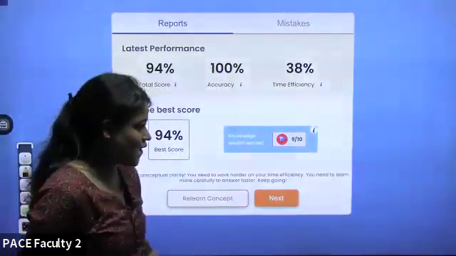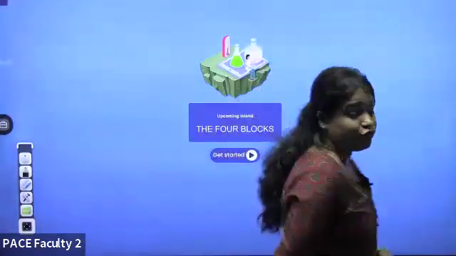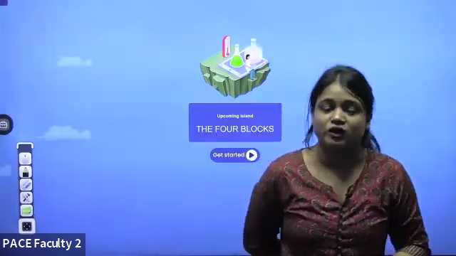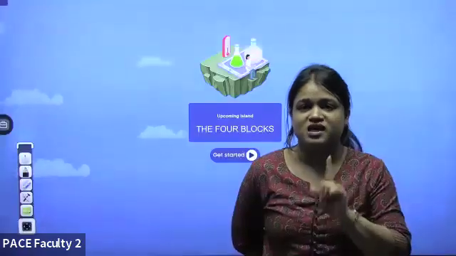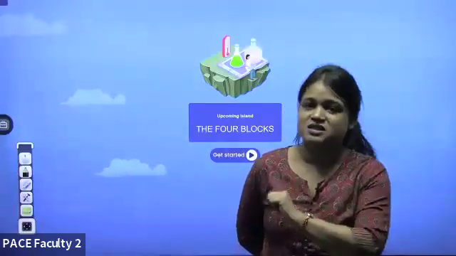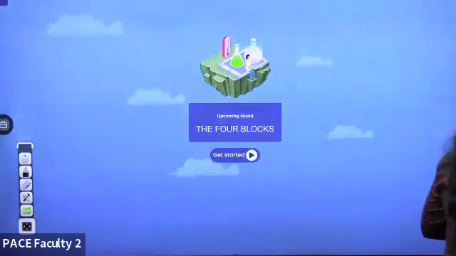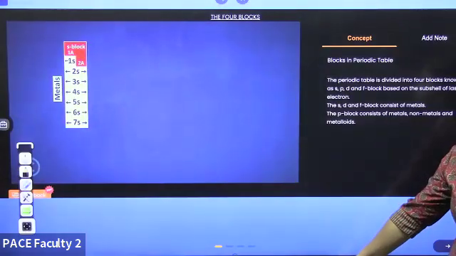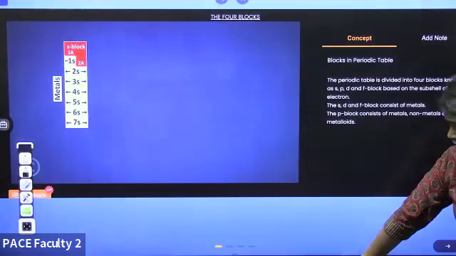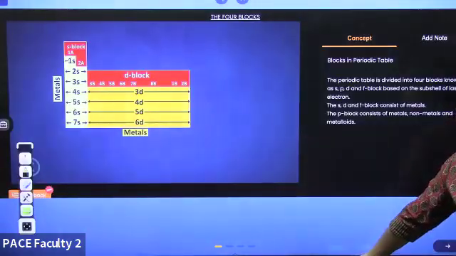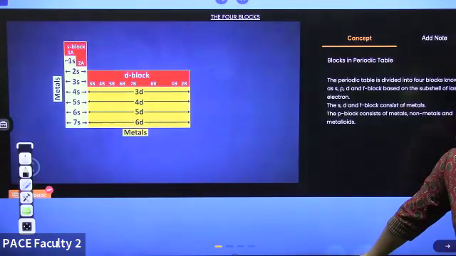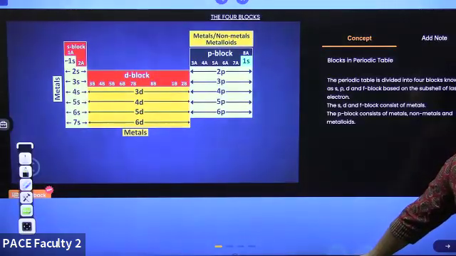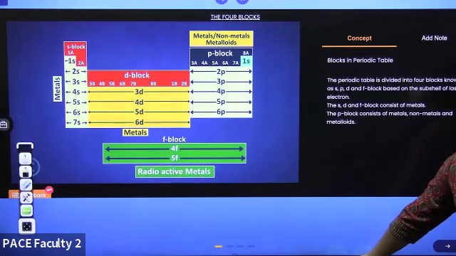Next concept. The 4 blocks: S block, P block, D block and F block. Let's learn about the blocks now. An important feature of the long form of periodic table is its division into 4 sections known as S, P, D and F block elements. The S, D and F blocks consist of metals. The P block consists of metals, non-metals and metalloids.